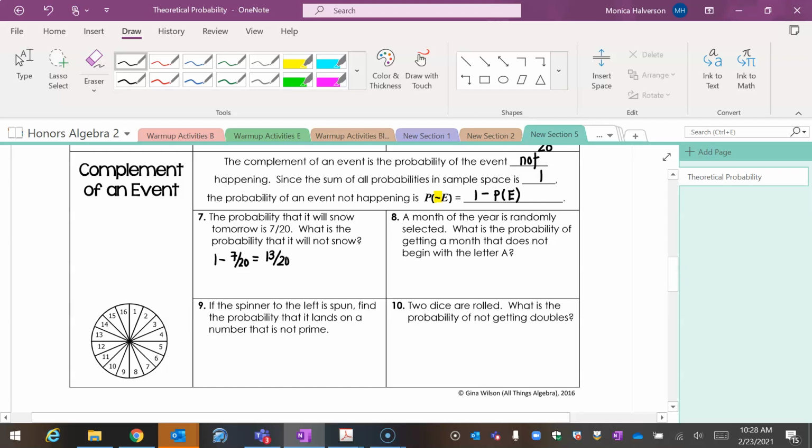All right, let's look at number 8. A month of the year is randomly selected. What is the probability of getting a month that does not begin with the letter A? So we want the probability of picking a month that begins with A, which is April and August. So 2 out of 12 start with the letter A. So the probability of it not happening is 1 minus 2/12, which is 10/12, which can be simplified into 5/6.